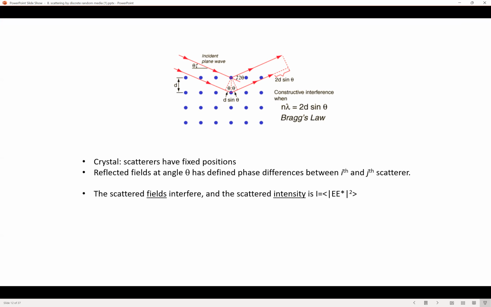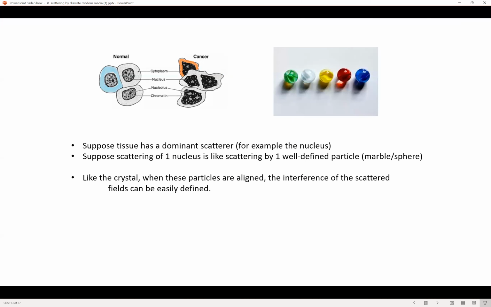Okay, the structure factor. Yeah, so it tells you something about the structure. But we'll get to that later.